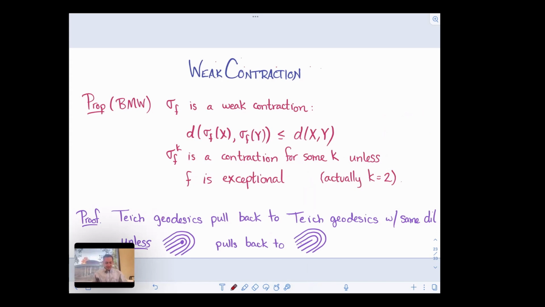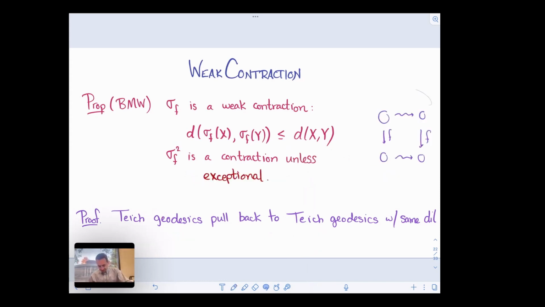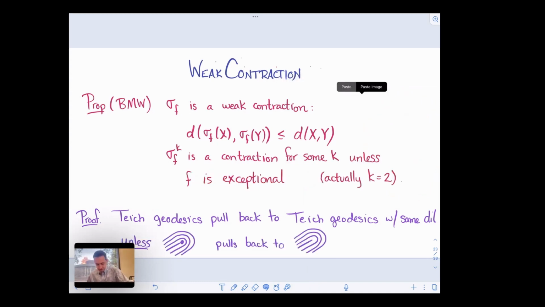Okay. So, why do distances not get bigger when you do the pullback map? Here's the idea. I had this picture here, which I want. Okay, so this is my picture of the pullback map.